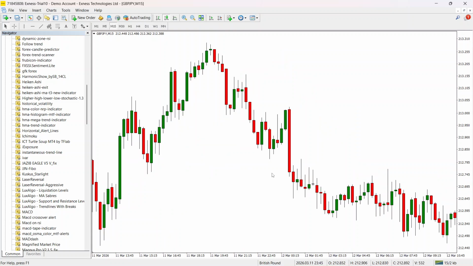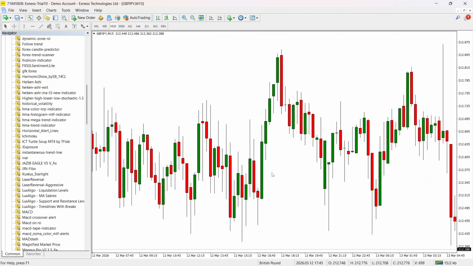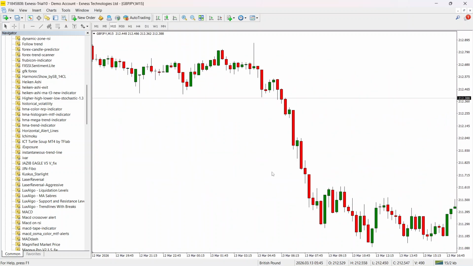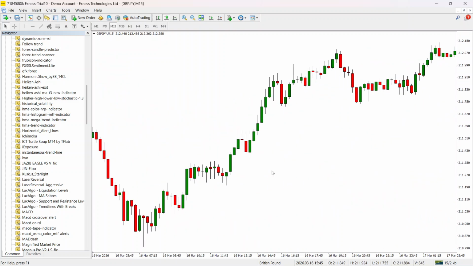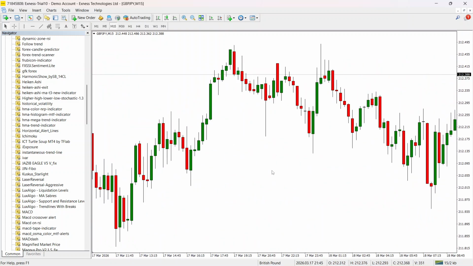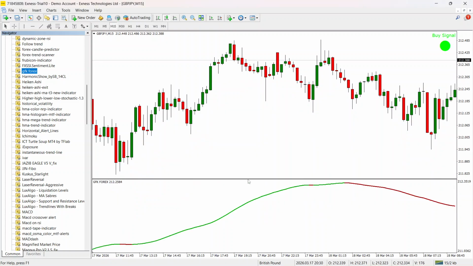Welcome to today's video on the GFK Forex Indicator for MT4. This trend following indicator plots a colored line and on-chart text signals so newer traders can visually spot potential buy and sell opportunities in real time. I'll load the indicator on the chart so you can see how it looks in real time.